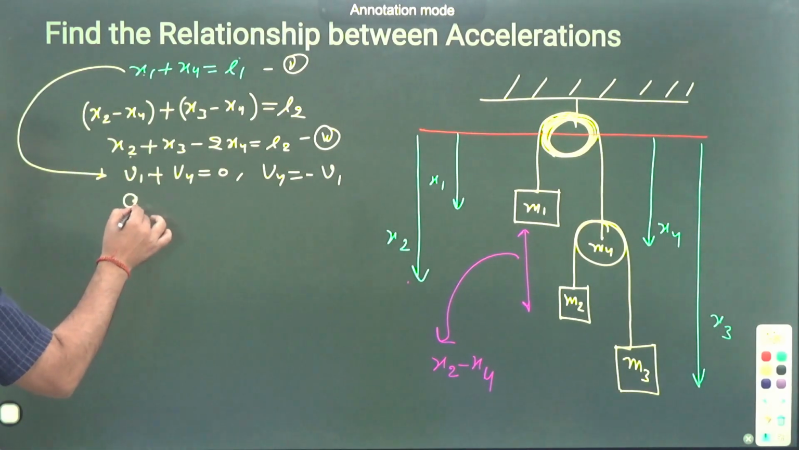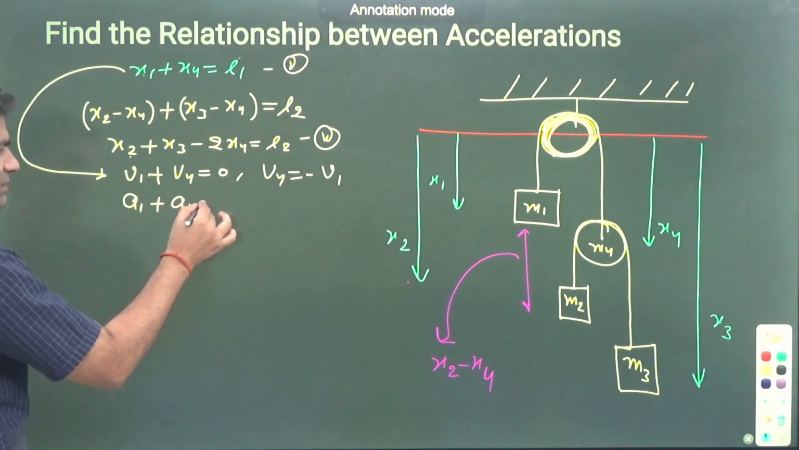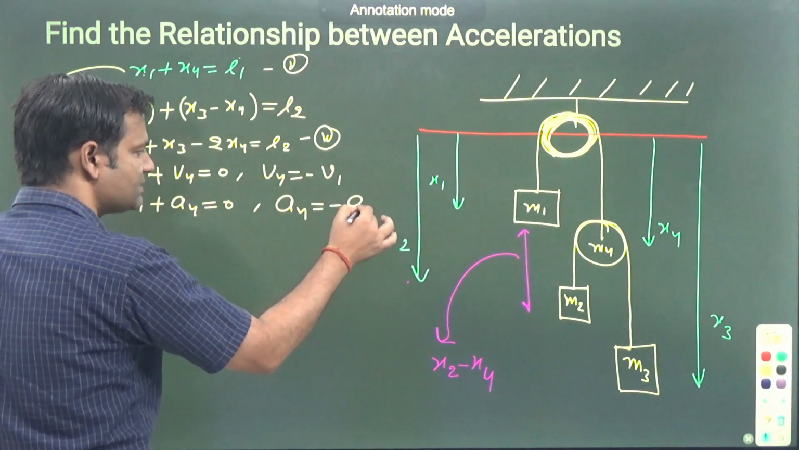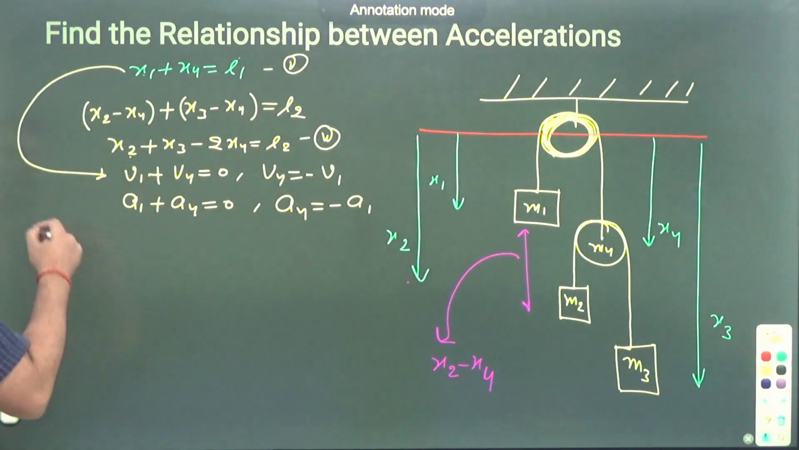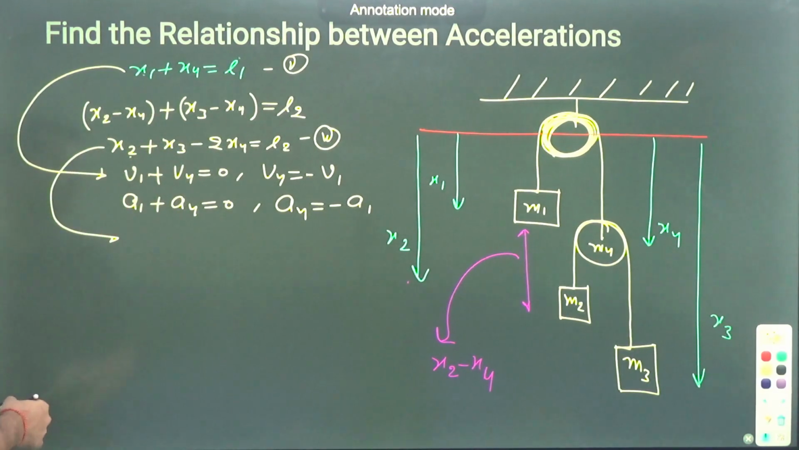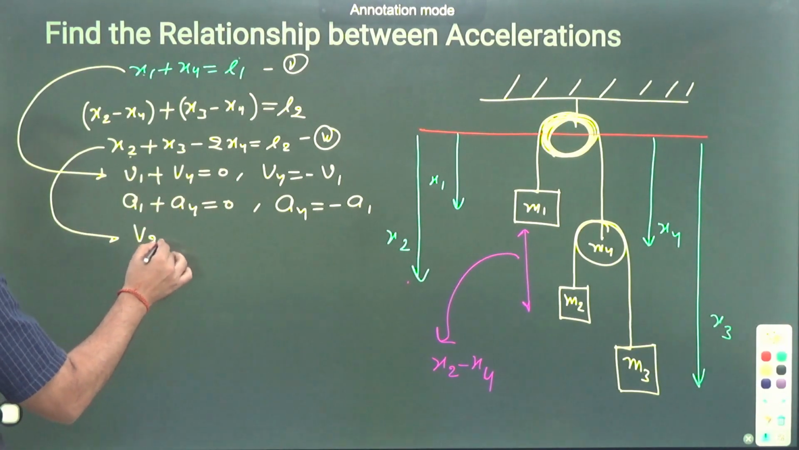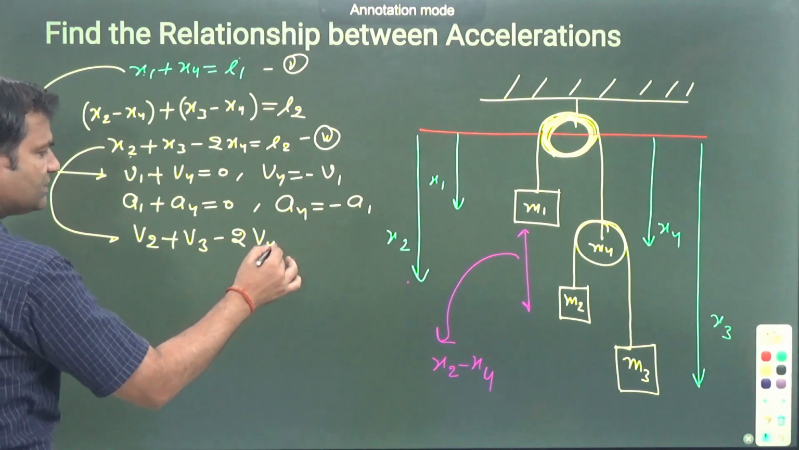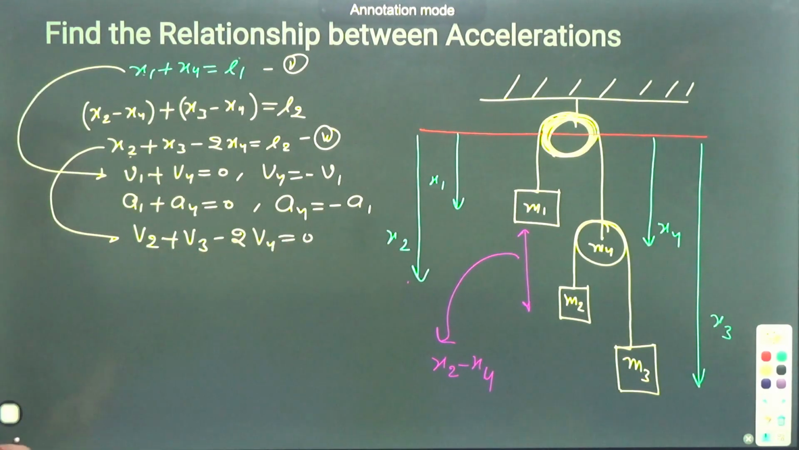Again differentiate, then we get acceleration. So A4 is also written as minus A1. Now here, if this equation is differentiated, then we get the velocity relation V2 plus V3 minus 2 V4, this will be equal to 0. Okay, clear or not?